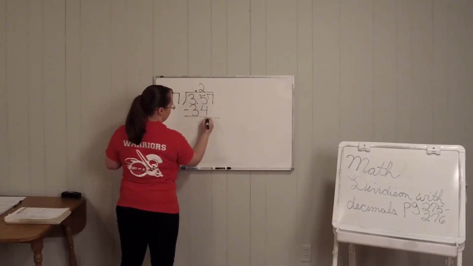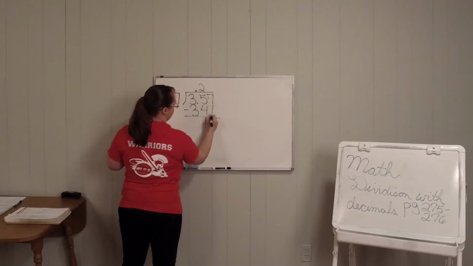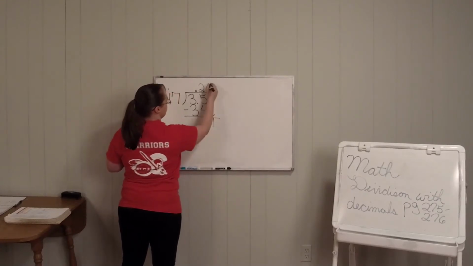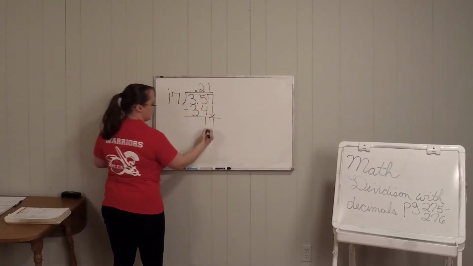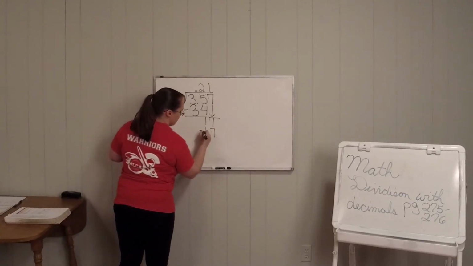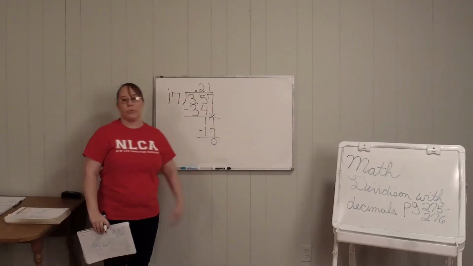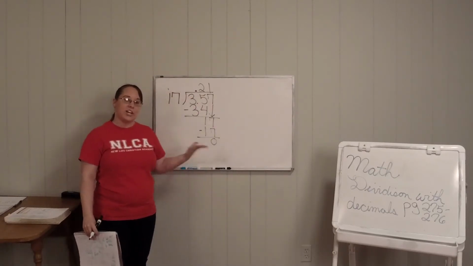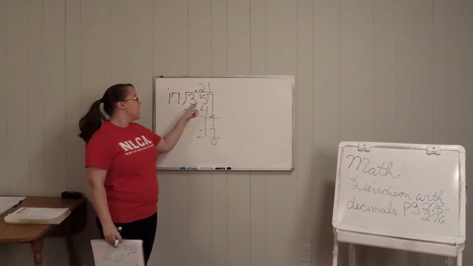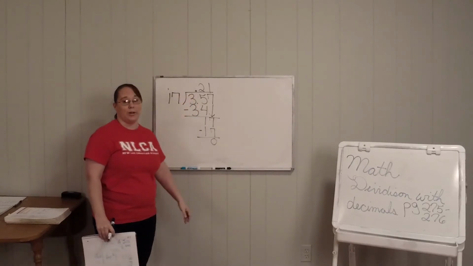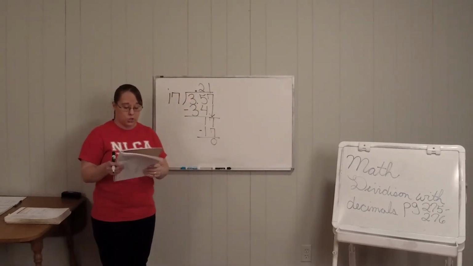5 minus 4 is 1. Bring down your 7. 1 times 17 is 17. And the answer is decimal 21. So the only thing that's changing when you're dividing by decimals is moving that decimal point straight up. That's all it is to it.